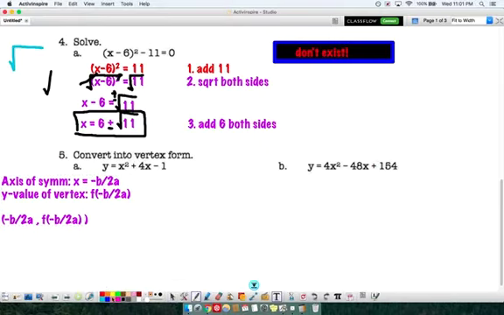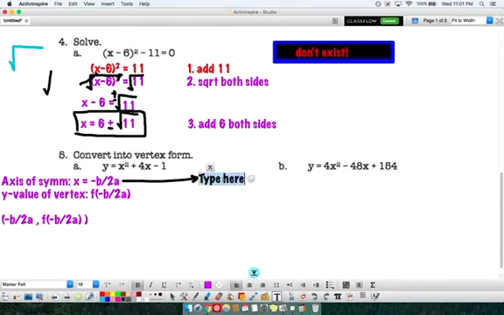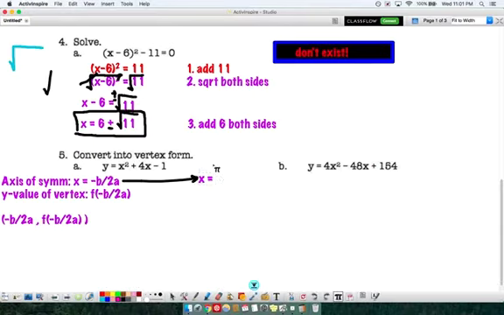So, let's do this together. First step is find the axis of symmetry. X is equal to negative b. b is 4, divided by 2 times, what's a? A is in front of this x squared, and it's a 1, so it's 2 times 1. So x is equal to negative 4 divided by 2. So that's equal to negative 2. So we found the axis of symmetry. X equals negative 2.